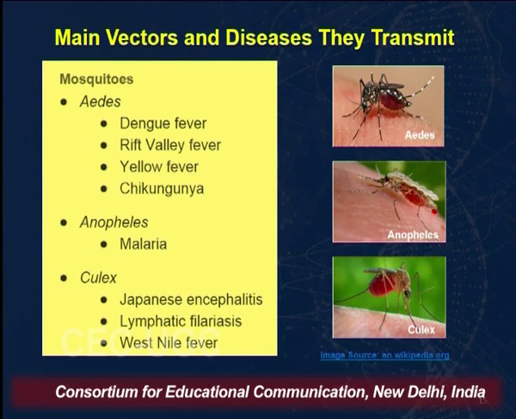Now, the main vectors which help in the transmission of these pathogens, the microorganisms or disease-causing agents, are the mosquitoes. Some of the mosquitoes come under the genus Aedes, which transmit dengue fever, yellow fever, and chikungunya; Anopheles, which transmit malaria; and Culex mosquitoes, which transmit Japanese encephalitis, lymphatic filariasis, and West Nile fever. We can see the images of all these mosquitoes and how exactly they transfer these particular diseases.